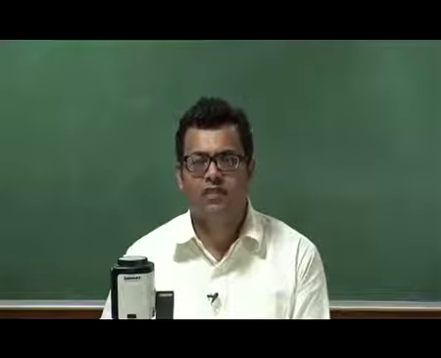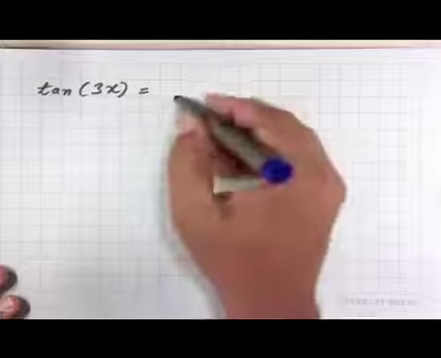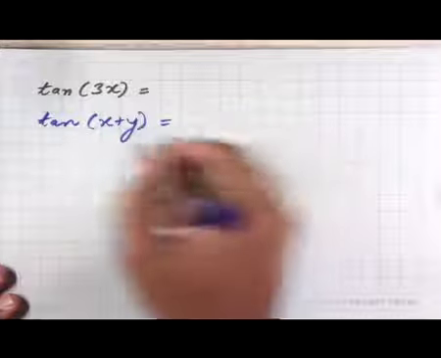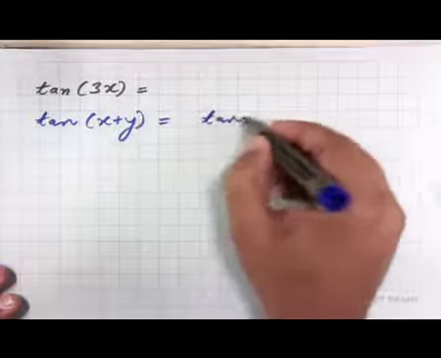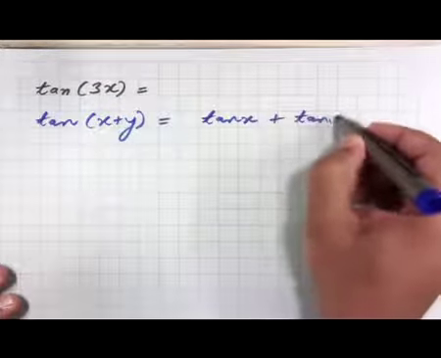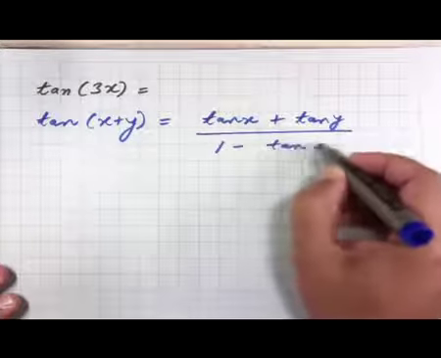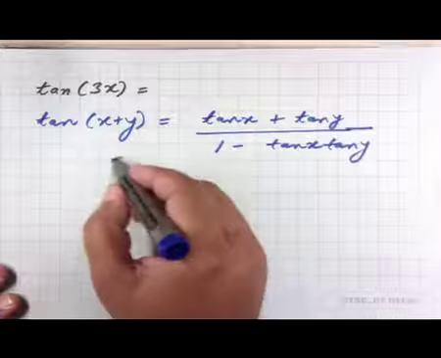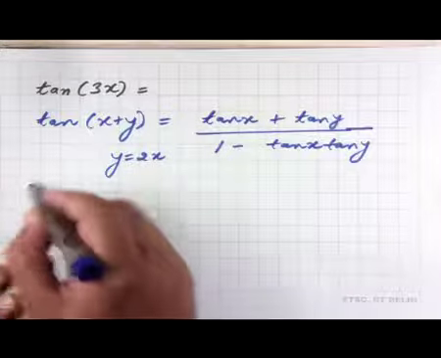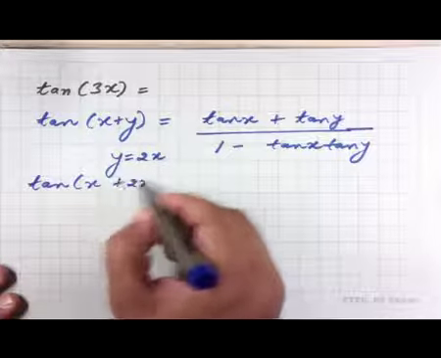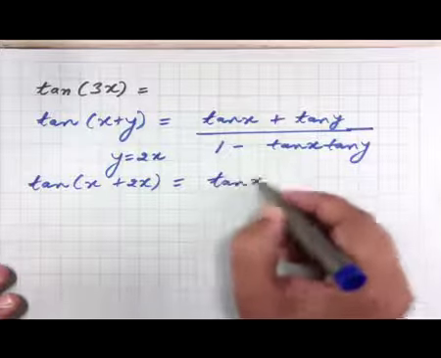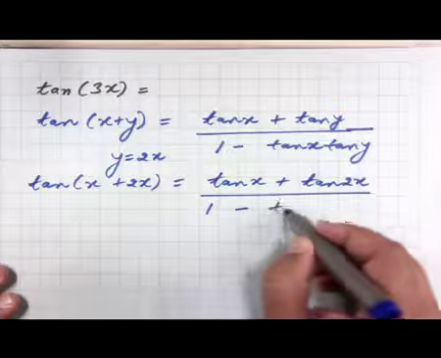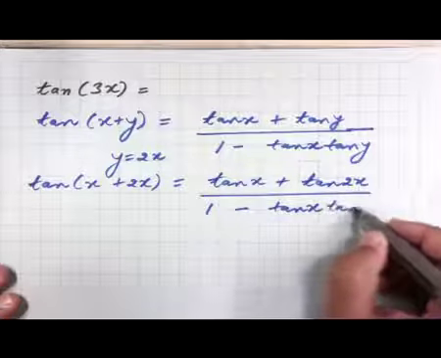In a similar manner we can derive the expression for tan of 3x, again using the expression for tan of x plus y. We have seen from the earlier slide that tan of x plus y is tan x plus tan y upon 1 minus tan x tan y. So, substituting y to be equal to 2x, we get tan of x plus 2x equals tan x plus tan 2x upon 1 minus tan x into tan 2x.